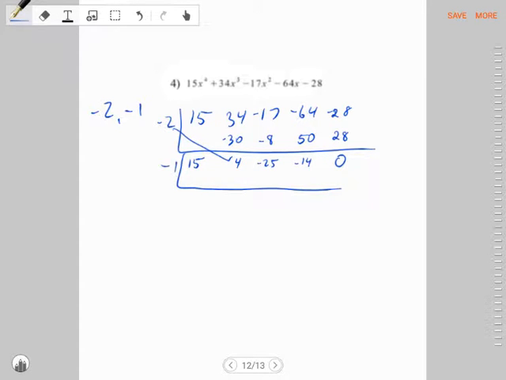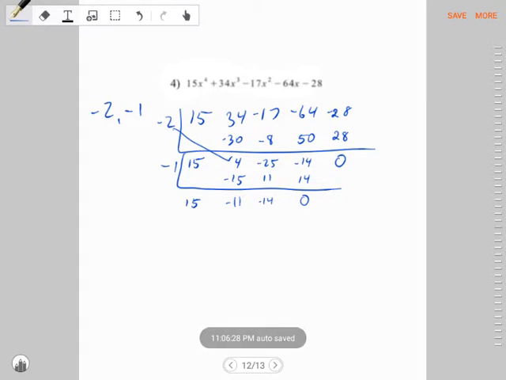Now we put in the -1. So we bring down the 15. 15 times -1 is -15. 4 minus 15 is -11. -1 times -11 is +11. So -25 plus 11 is -14. And -14 times -1 is +14, which makes that a 0.